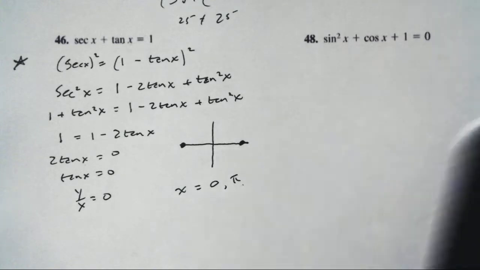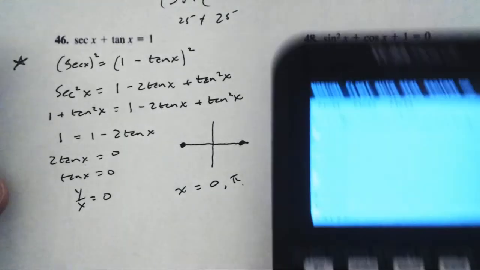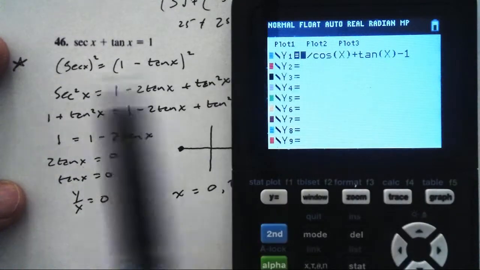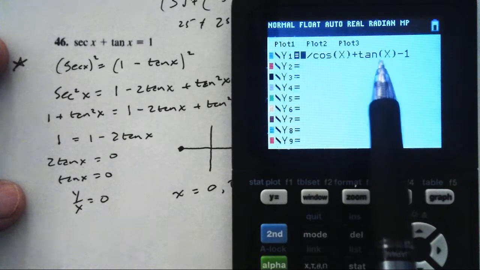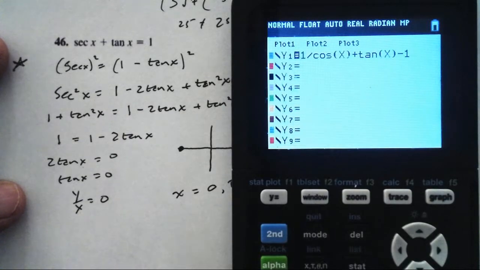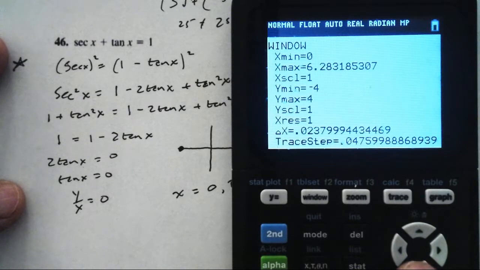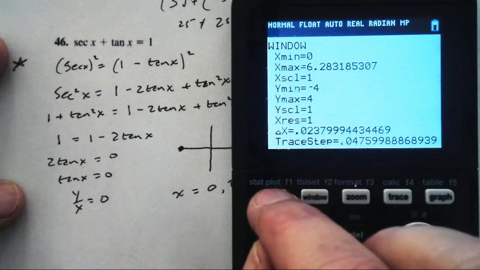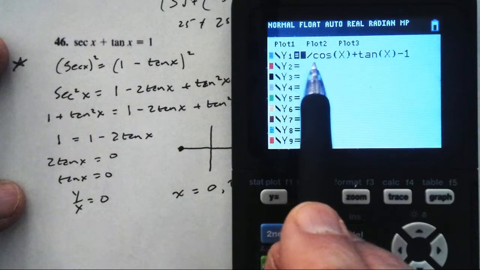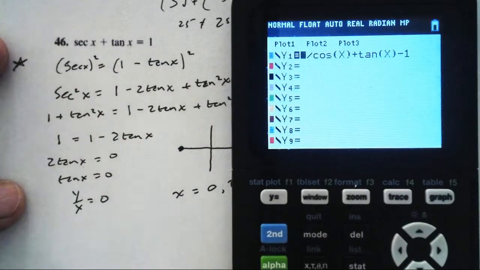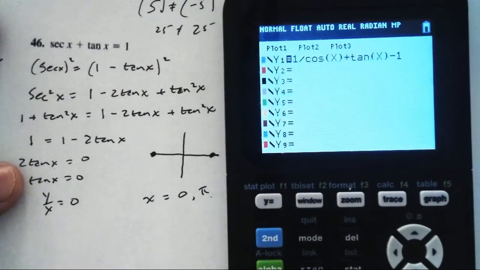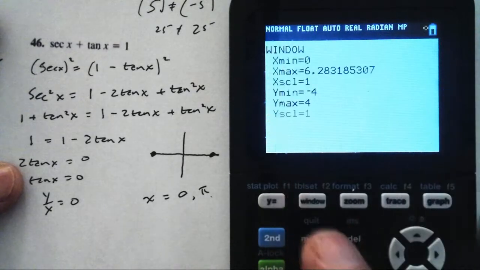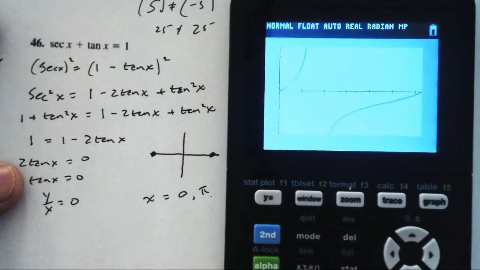So I'm going to take us back to the calculator here, and I've got this original equation. As you can see, here's 1 over cosine, that's secant, plus tangent, and subtract 1. I've taken the liberty of setting my window from 0 to 2 pi, and my y-min negative 4 to 4. The reason I chose negative 4 to 4 is a little bit arbitrary, but it's because I want to know when this hits 0. That would be solutions. And based on my algebra here, I'm fully expecting these two solutions to happen between 0 and 2 pi. So let's graph that.